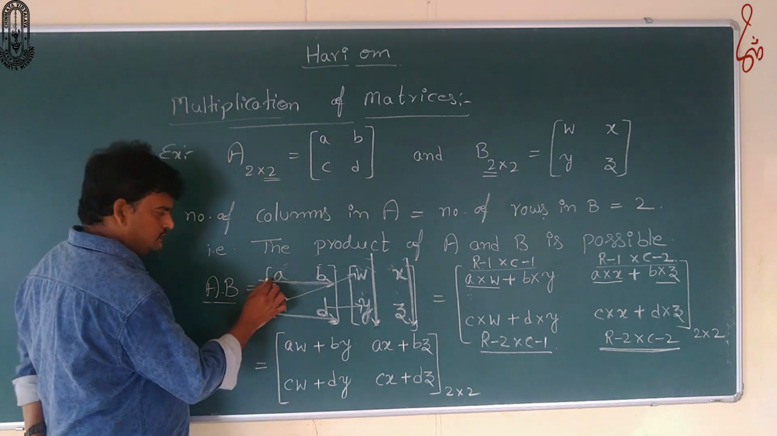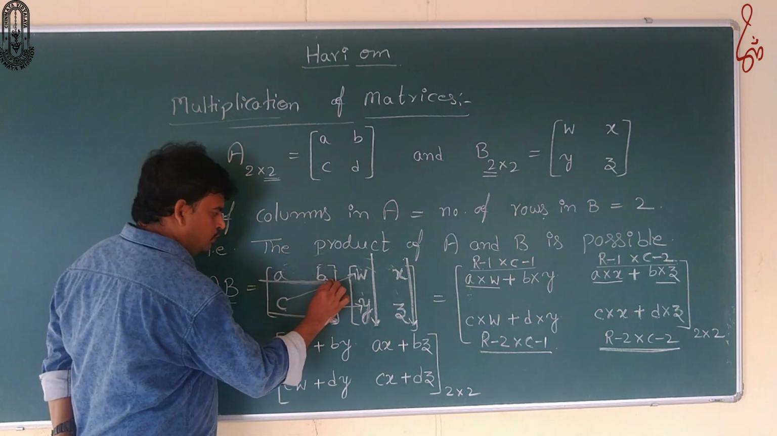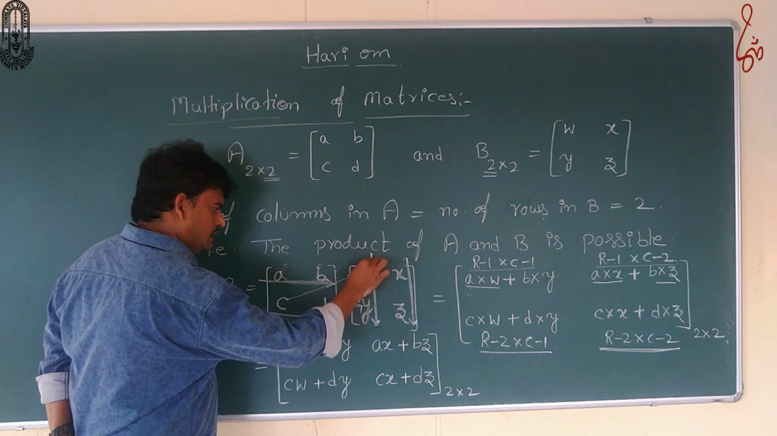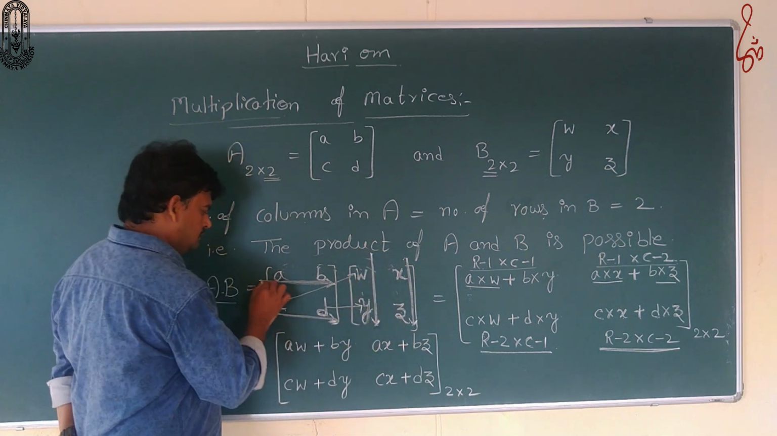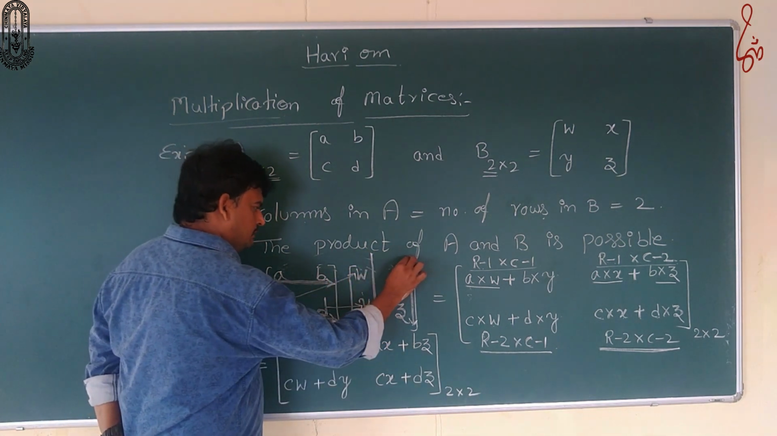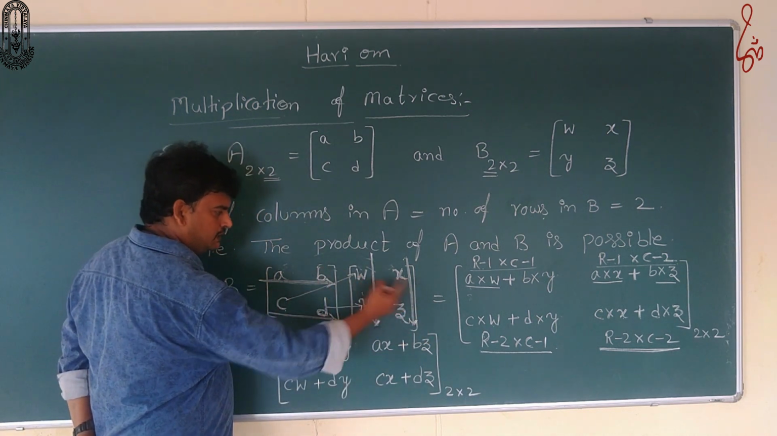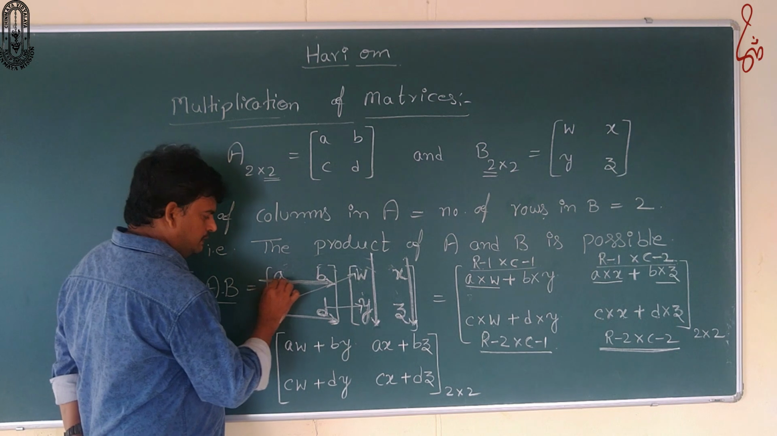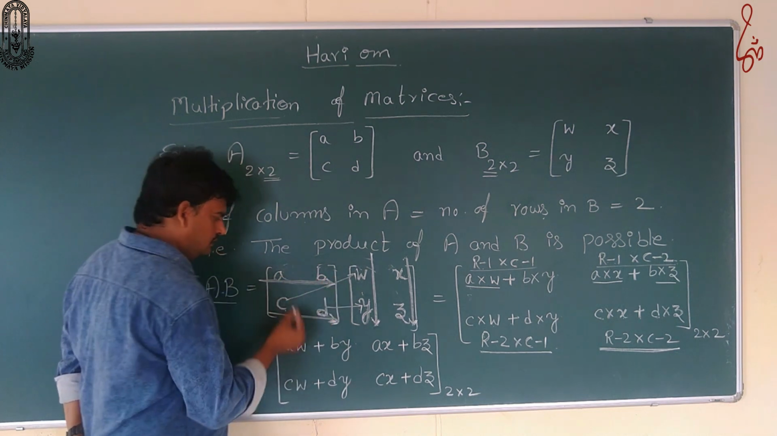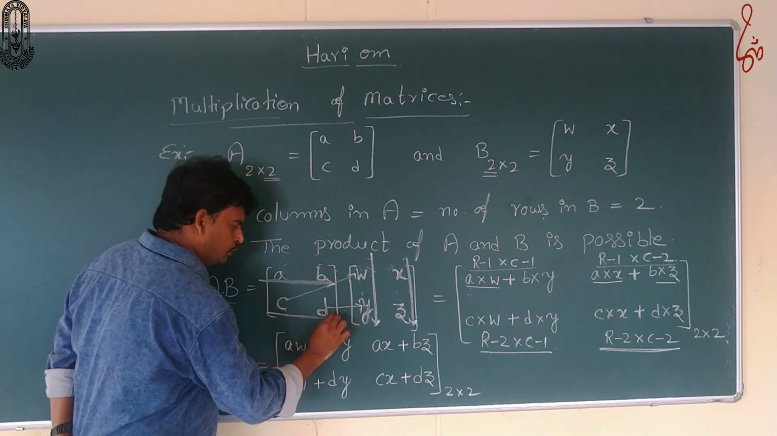So first we are doing row 1 elements multiplying with column 1 elements, then row 1 elements multiplying with column 2 elements. First row we should multiply with the columns. After completion of row 1, then we shift to row 2.